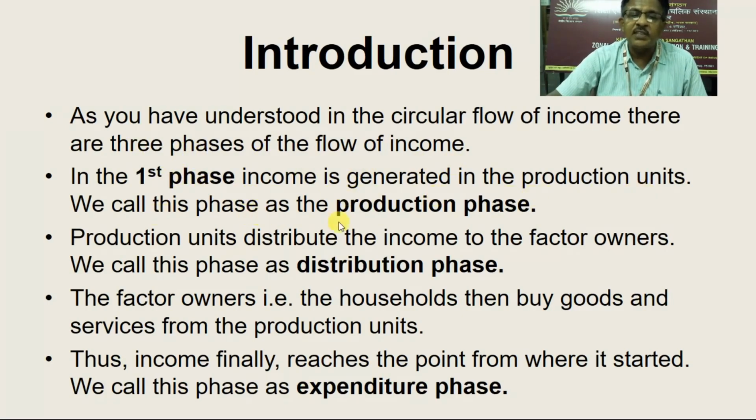We call this phase the production phase. Production units distribute the income to the factor owners. We call this phase the distribution phase. The factor owners, that is the households, then buy goods and services from the production units. Thus, income finally reaches the point from where it started. We call this phase the expenditure phase.